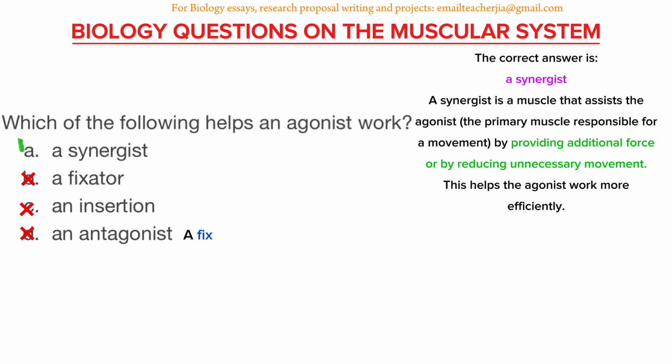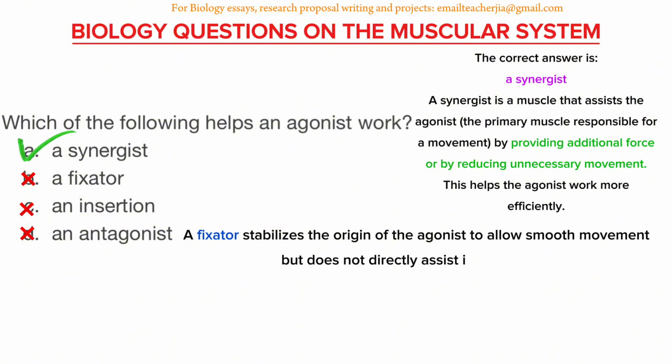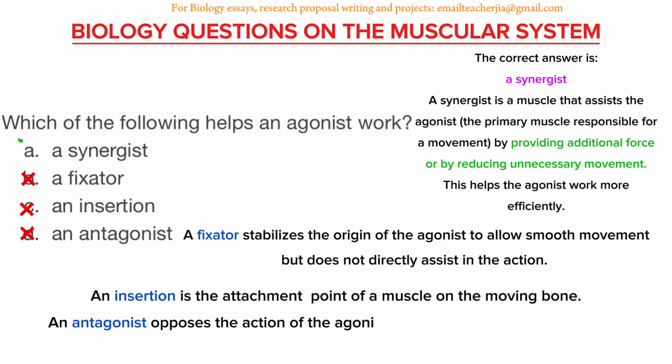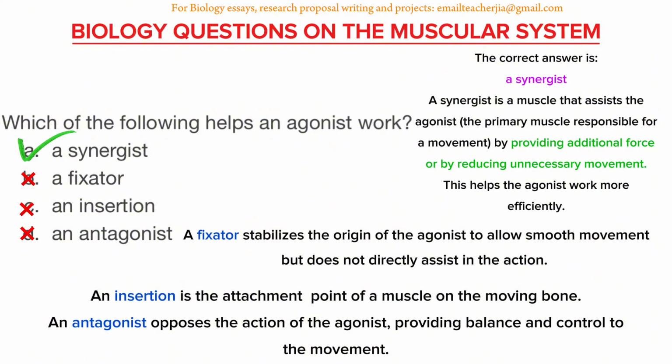A fixator stabilizes the origin of the agonist to allow smooth movement but does not directly assist in the action. So a fixator mostly helps with the origin of the agonist, like on the shoulders during forearm movement towards the shoulder. An insertion is the attachment point of a muscle on the moving bone. An antagonist opposes the agonist, providing balance and control to the movement. I hope that is well understood.